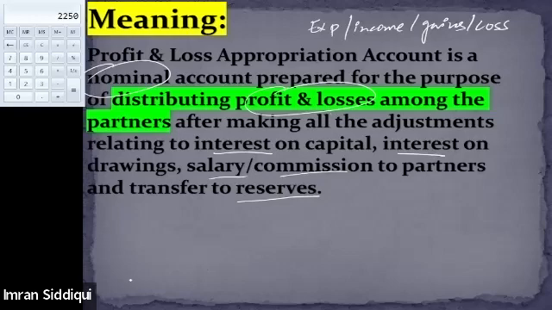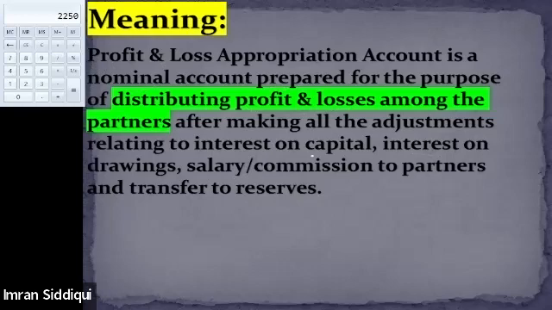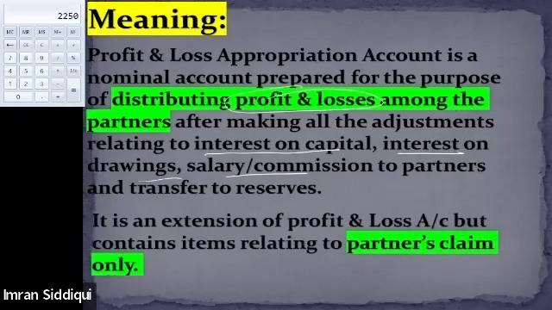So the P&L appropriation account is a nominal account that records transactions relating to interest on capital, interest on drawing, salary, commission. All these items are recorded under the P&L appropriation account. The core purpose is to show the distribution of profit and loss among the partners. It is an extension of the profit and loss account that you must have studied in class 11, while covering the final accounts: the profit and loss account, the trading account, the balance sheet.